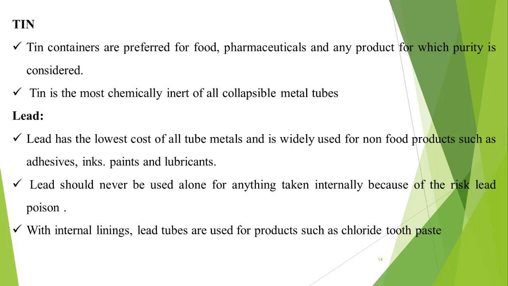Then lead. Lead has the lowest cost of all tube materials and is widely used for non-food products such as adhesives, ink, paints and lubricants. Lead should not be used alone for anything taken internally because of the risk of lead poisoning. Everyone knows that if we ingest more than the required quantity, lead can produce poisoning. It is heavy metal poisoning. With internal linings, lead tubes are used for products such as chloride toothpaste. So if we are using a lead container, it should be lined.